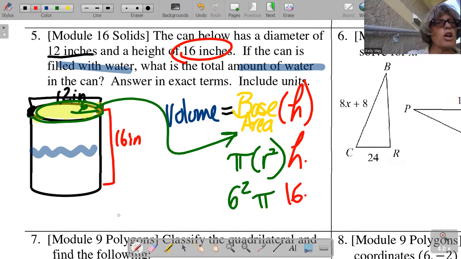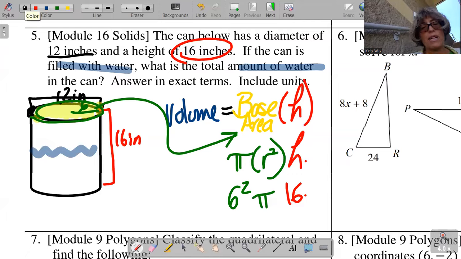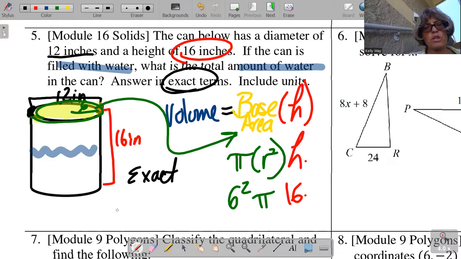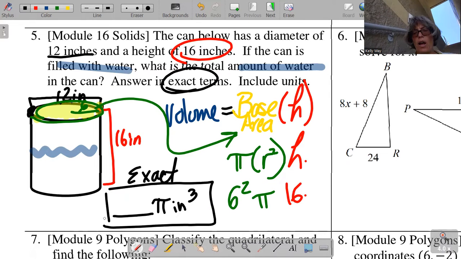Your teacher may or may not want it in pi form or exact. Oh, it does want it exact. Exact terms means your answer is going to be blah, blah, blah, pi inches cubed. That's exact form. Leave it in pi form.